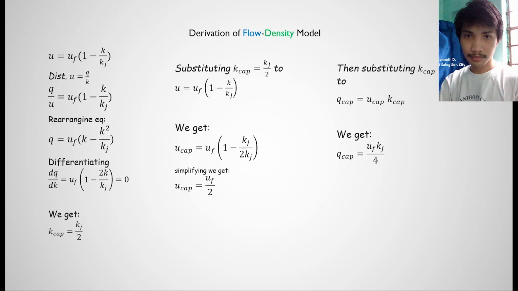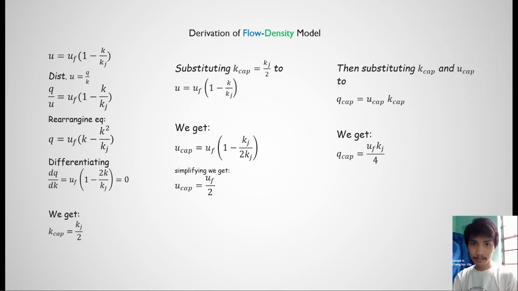The derivation of the flow density model, or the formula, is using the speed density formula. By substituting U is equal to Q over K, or space mean speed is equal to flow over density, we can obtain the equation: flow is equal to free flow times density minus density squared over jam density. Differentiating the equation, we get maximum density is equal to jam density over 2.